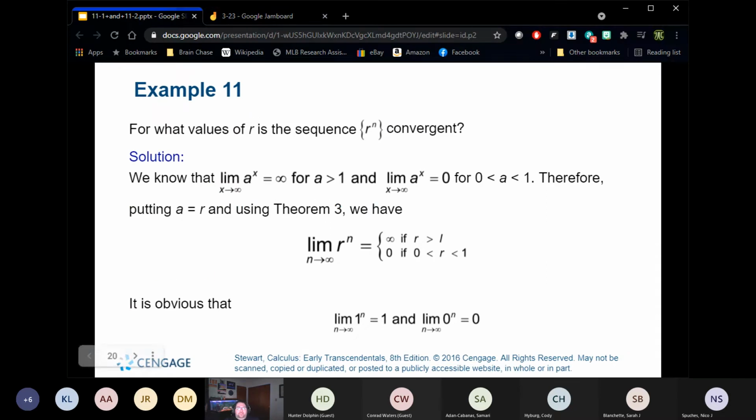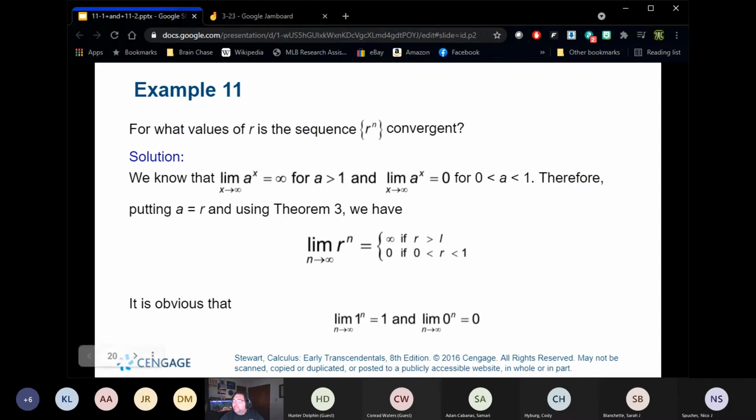So let's look at this one. The next thing we want to do sometimes is figure out which values of r are going to make a sequence convergent. Because if we can figure out this piece, I can then use it to do other problems, especially things that have powers. So if we're looking at r to the nth power, I want to know which values would go to infinity and which values would go to 0.